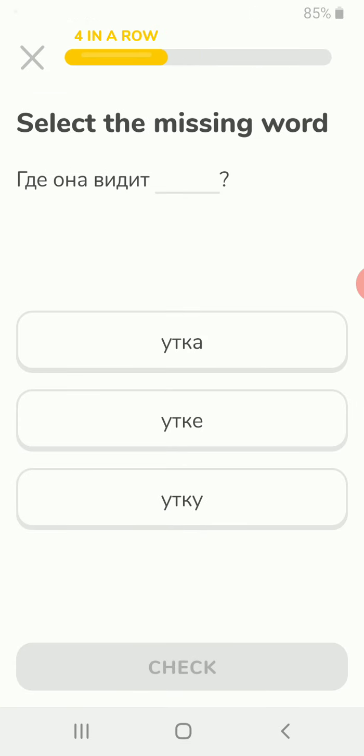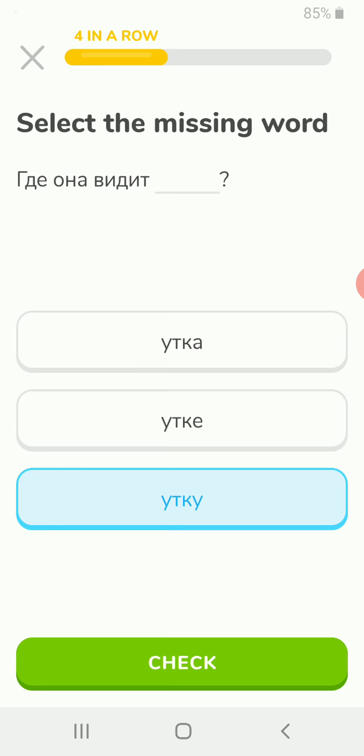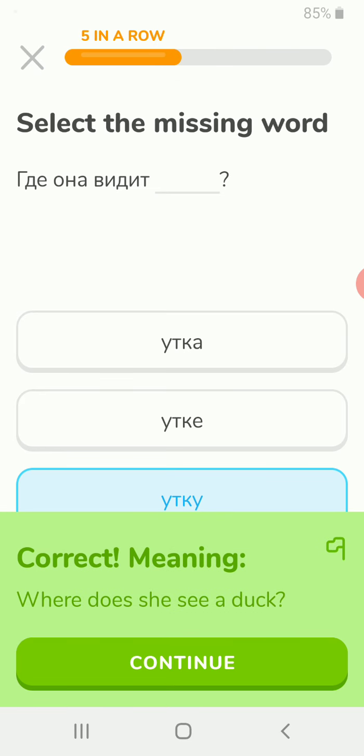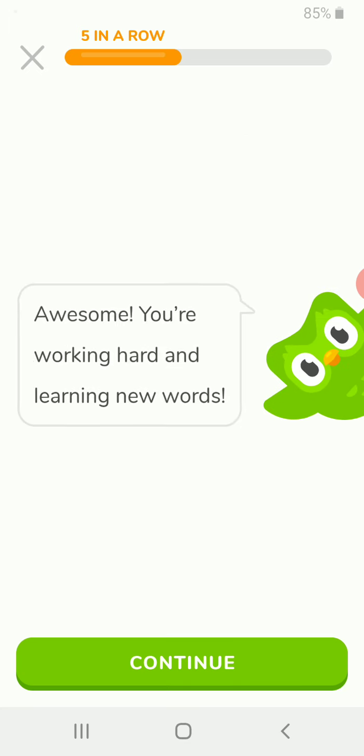Где она видит утка? Утка, it's a duck. So где, where she sees. So утка will become утку, because я вижу что, я вижу утку, да.